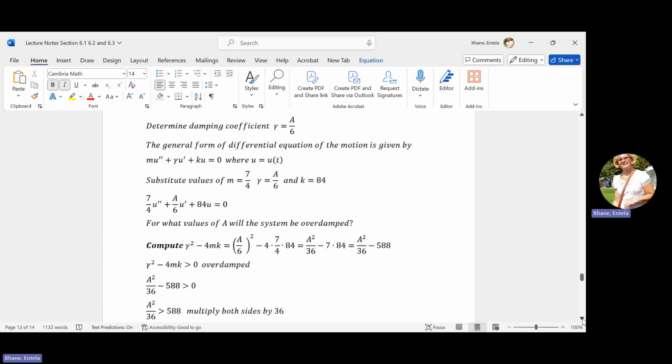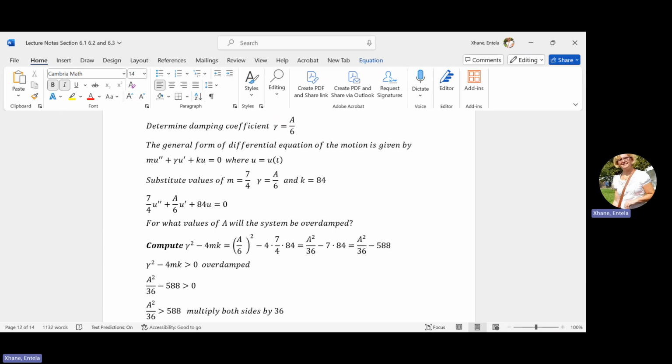So in other words, gamma squared minus 4mk has to be greater than 0. So gamma squared is A squared over 36, and then 4mk is 588. You multiply 4 by 7/4, which is 7, by 84. So A squared over 36 minus 588 is greater than 0.